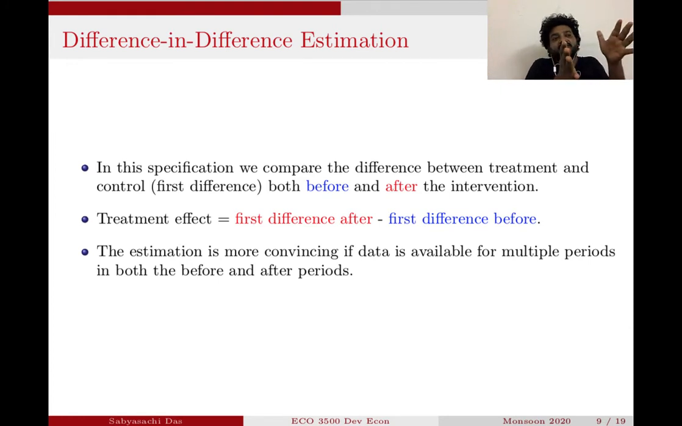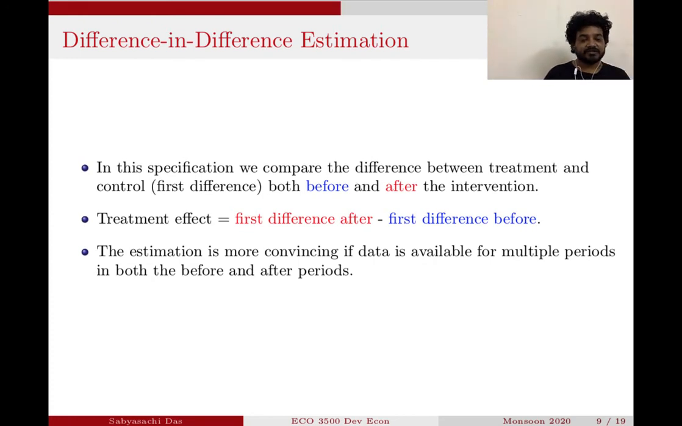So you look at the difference between the savings rate of the treatment villages and the control villages before the treatment happens. So that's another difference. And so you look at the difference of these two differences. So differences in outcome between treatment and control after the treatment happens, and difference between treatment and control group before the treatment happens. Okay, and so the difference of these two differences is your estimate of the treatment effect of opening bank branches on savings rate.